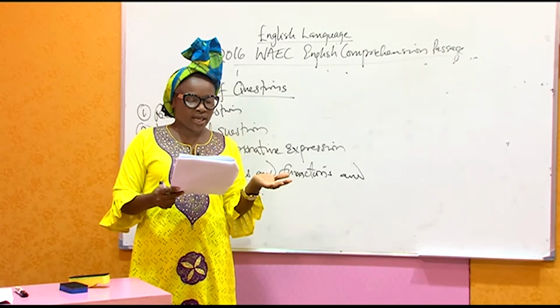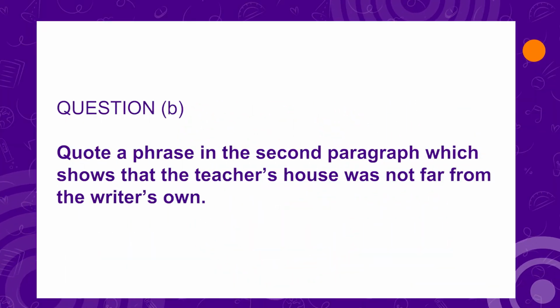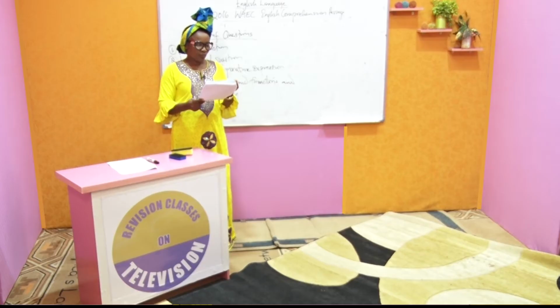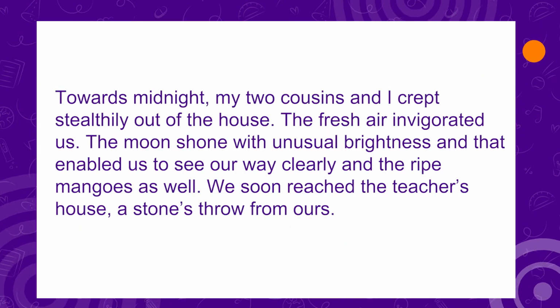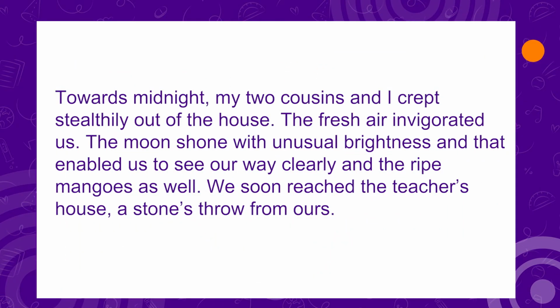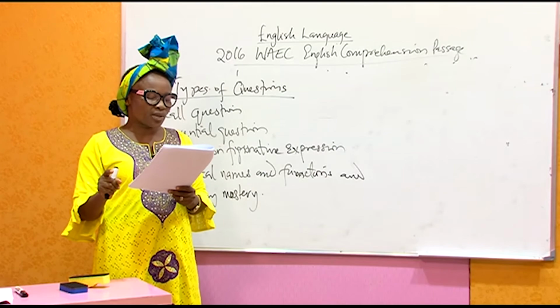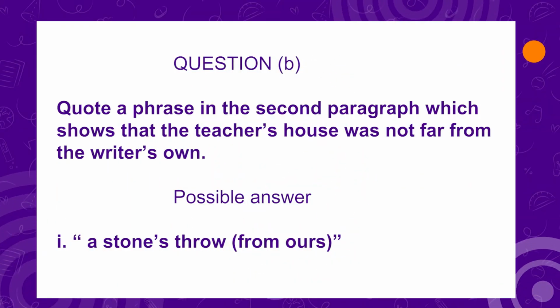The second question says, what phrase is used in the second paragraph, which shows that the teacher's house was not far from the writer's own? Okay, now if I take you to the second paragraph, he said, we soon reached the teacher's house, a stone's throw from us. That is the phrase used in that place. So the possible answer to that question is a stone's throw, or you can say a stone's throw from our house, or a stone's throw from us.